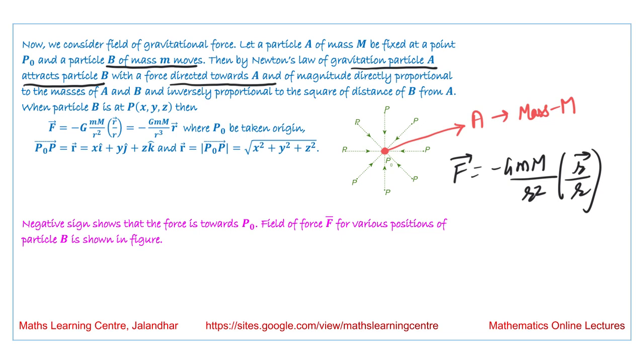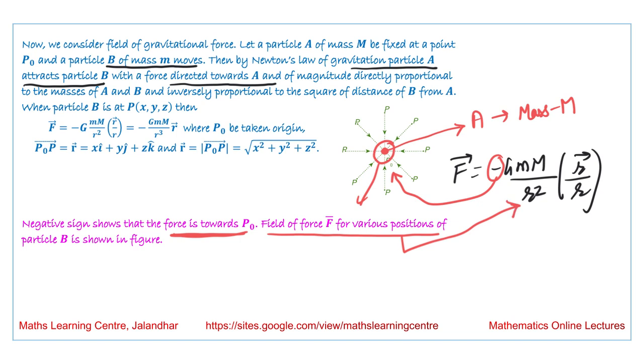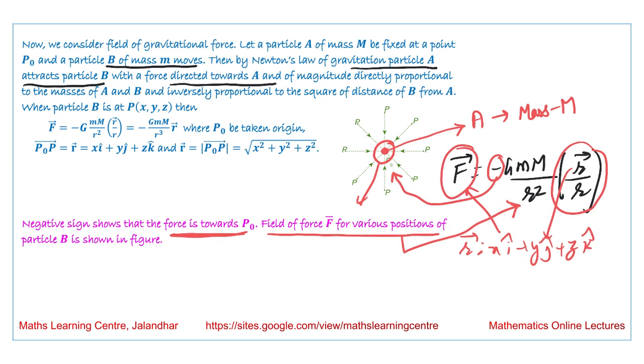Now why is this negative sign there? This negative sign represents that the force is acting towards p naught. So this gives us the field of force F vector for various positions of particle B. We have this r vector over r, and this r vector has the value x i cap plus y j cap plus z k cap. It means that the force we get at each point is a vector quantity. So this is a vector field.